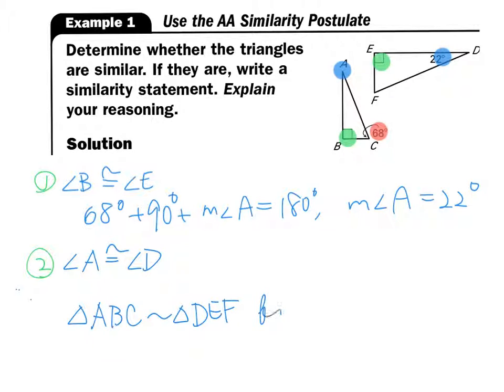That's by the AA similarity postulate. Okay, that's how we use this postulate. It's very handy, it's very useful, but remember, what does it prove? It proves that the two triangles are similar.